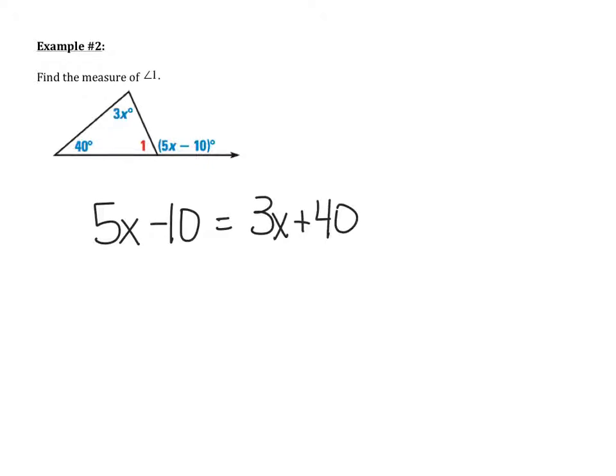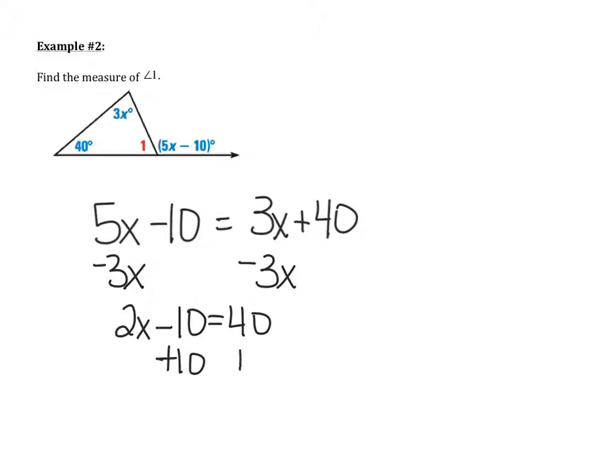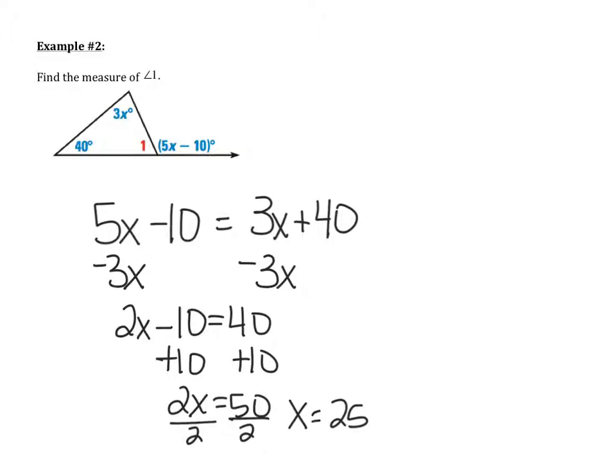So first I'm going to solve for x and then be able to plug it back in to find the measure of this exterior angle right here. So the first thing I would do is subtract the 3x from both sides. 5x minus 3x is 2x. Minus 10 equals 40. So then I would add 10 to both sides. 2x equals 50. Divide both sides by 2, and x equals 25.